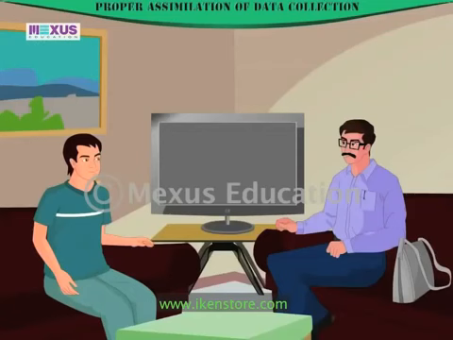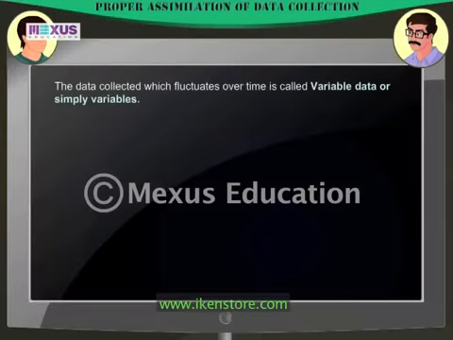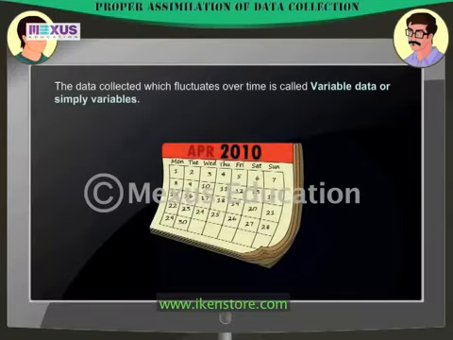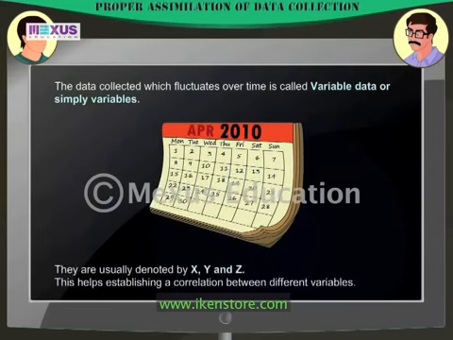I remember one enumerator coming last year too. Do you have to collect data periodically? Yes, the data collected by us fluctuates over a period of time. These are called variable data or simply variables. We usually use X, Y, and Z as variables for establishing a correlation between different variables.